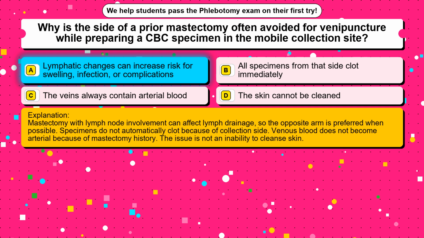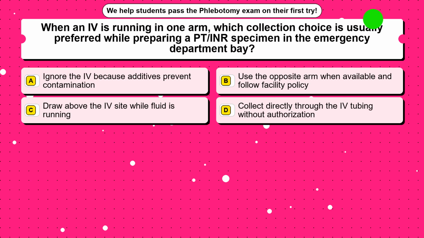Question 22. When an IV is running in one arm, which collection choice is usually preferred while preparing a PT/INR specimen in the emergency department bay? Option A. Ignore the IV because additives prevent contamination. Option B. Use the opposite arm when available and follow facility policy. Option C. Draw above the IV site while fluid is running. Option D. Collect directly through the IV tubing without authorization.